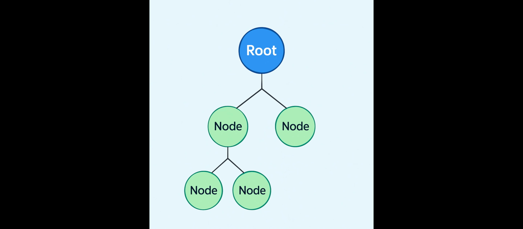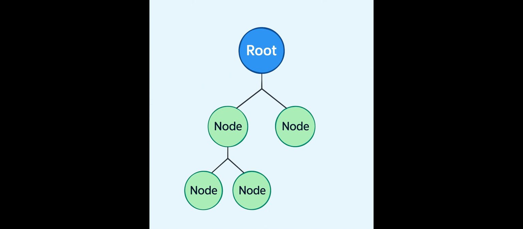In computer science, a tree is a non-linear hierarchical data structure. It's made up of nodes and it's used to represent data with a parent-child relationship. Think of it as a family tree, but upside down. The root is on top and the branches grow downward. Now, there are a few core terms in a tree. Let's go over them one by one.